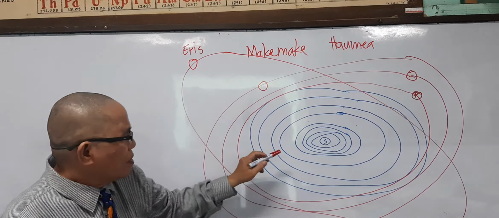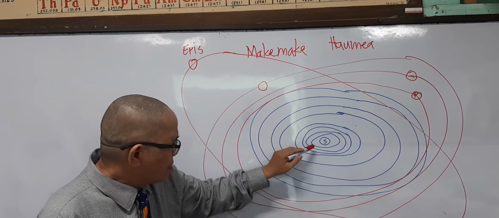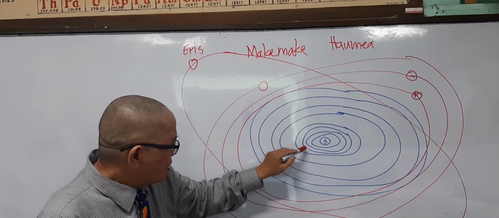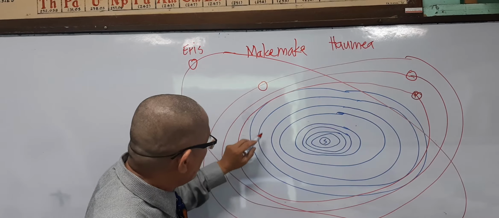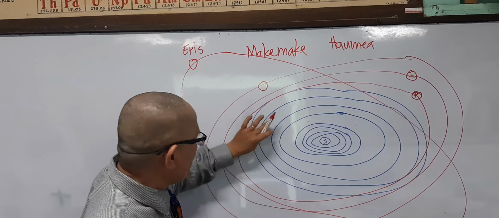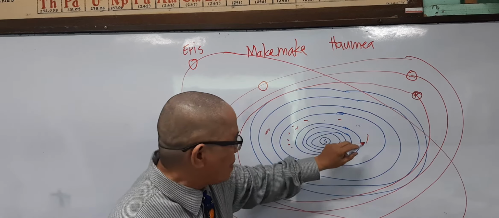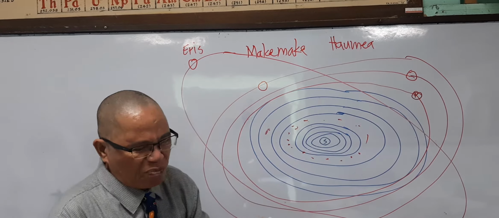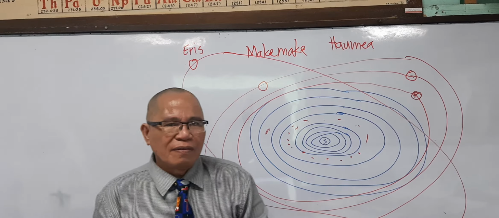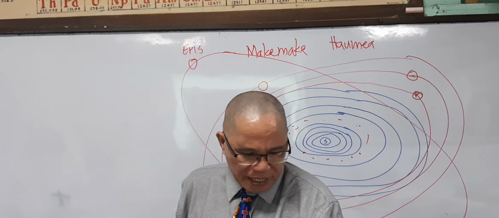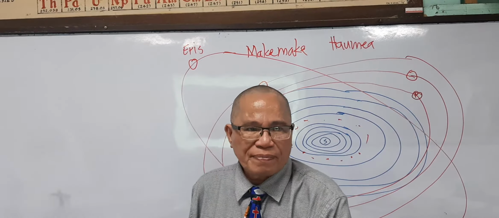Of course, you have here the sun, then Mercury, Venus, Earth, Mars. Then you have here so many asteroids, or miniature planets. Not dwarf planets, miniature, very small. So that is how it looks like. They have a different plane of orbit.